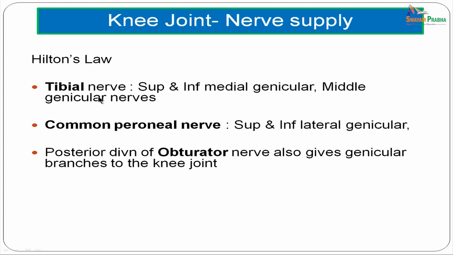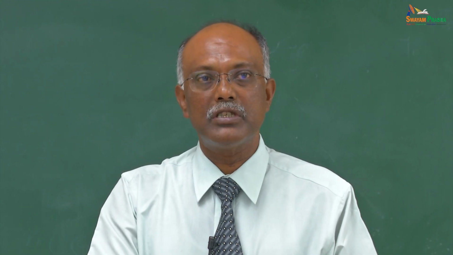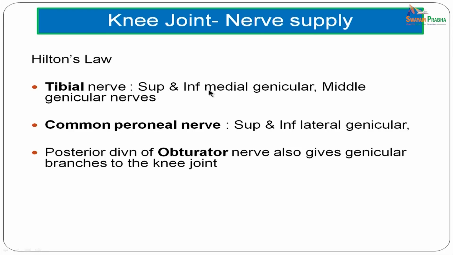The tibial nerve gives 3 articular branches, which include the superior and inferior medial genicular branches and the middle genicular nerve. The common peroneal nerve gives 2 genicular branches, which are the superior and inferior lateral genicular nerves. The posterior division of the obturator nerve also gives a genicular branch to the knee joint.